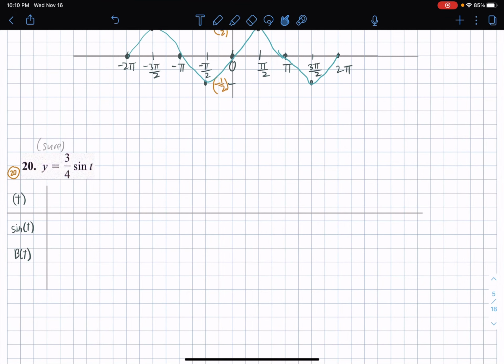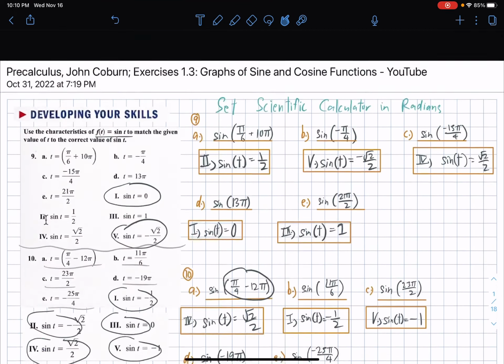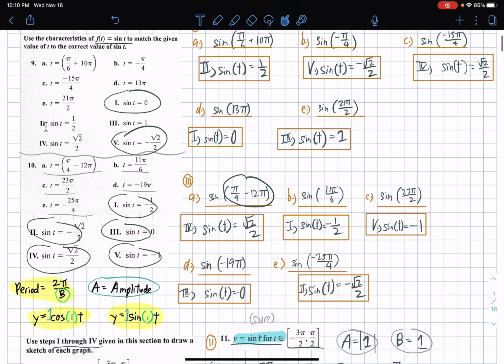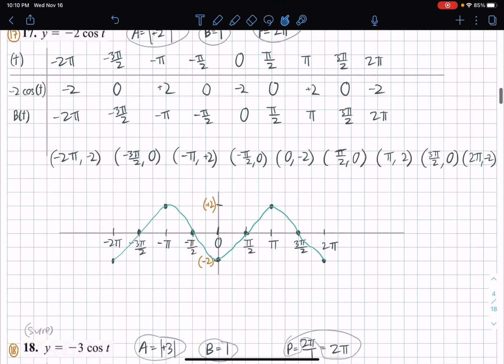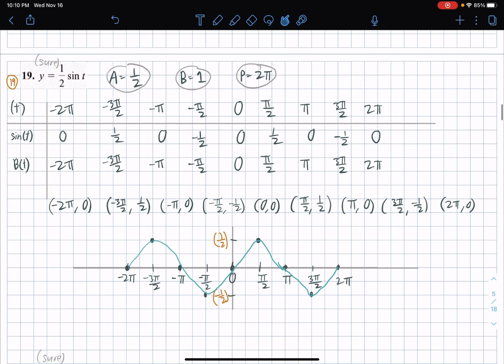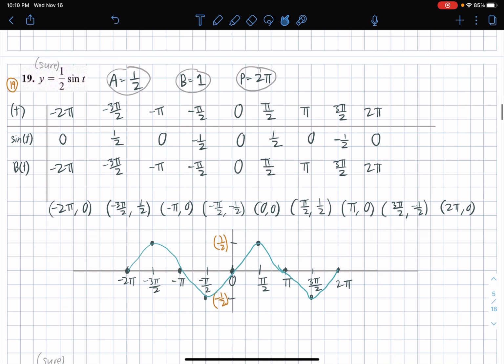Okay, this is a continuation of the previous video, part 1, that is all about exercises 1.3 of Mr. John Coburn's Precalculus. This is all about the graphs of sine and cosine functions, and we will resume on number 20. So where we left off, this is basically number 19.